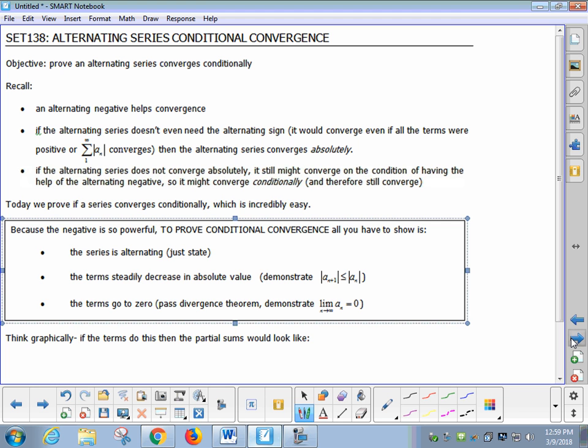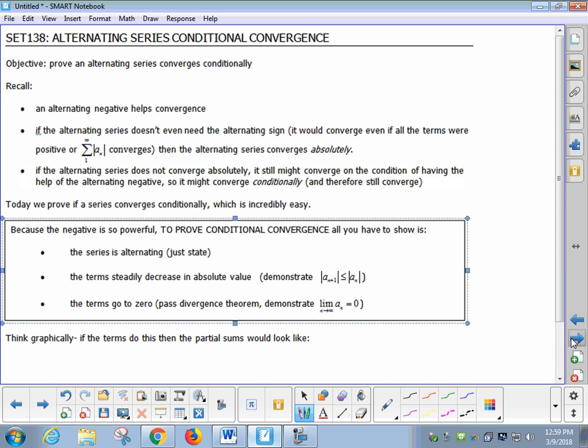All right. So the good news is it's really easy. It's probably the easiest of all to prove. It's really a low bar to meet. To prove conditional convergence, you really just have to check 3 boxes. First of all, it only applies to alternating series. So is the series an alternating series? You don't do conditional convergence on a positive term series. This is only for when the negative's there.